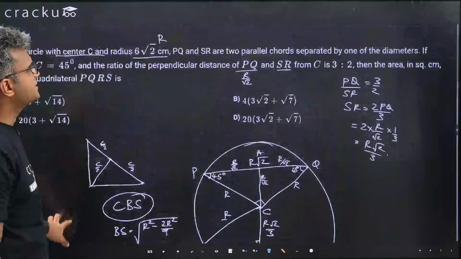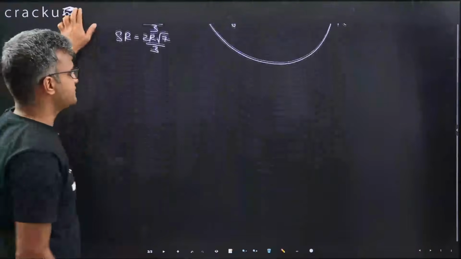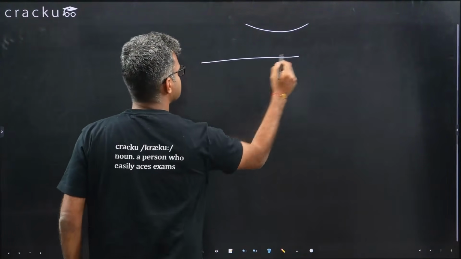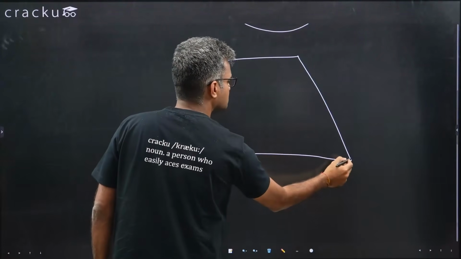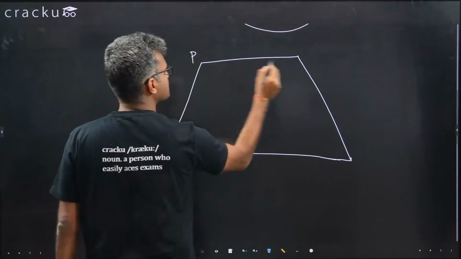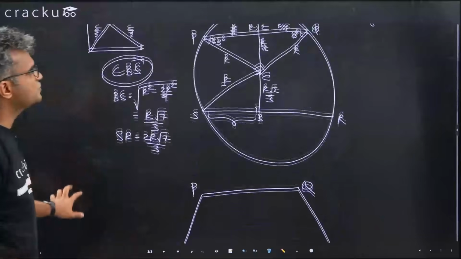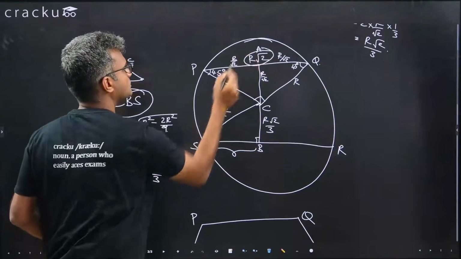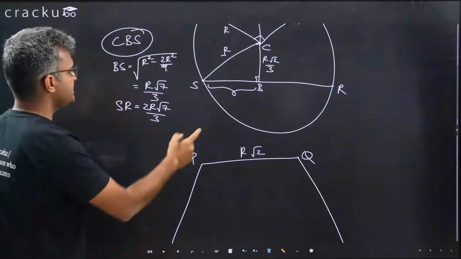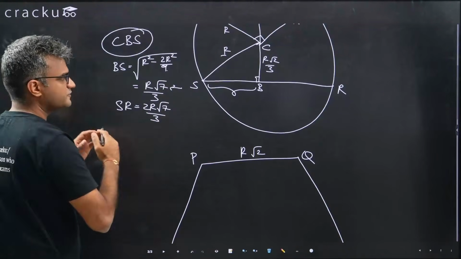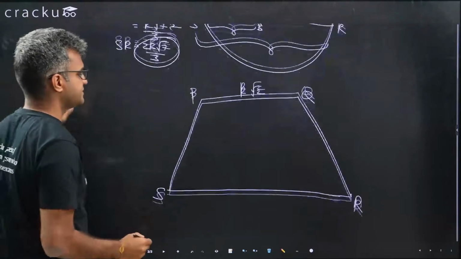Now, we are asked to calculate the area of the quadrilateral PQRS. PQRS is a trapezium. If you are just drawing PQRS, it will be like this. This is PQ, this is RS, this is P, Q, R, S. The length of PQ is known, that is R root 2. The length of BS is R root 7 by 3. Therefore, the length of RS, this entire thing, is 2R root 7 by 3.